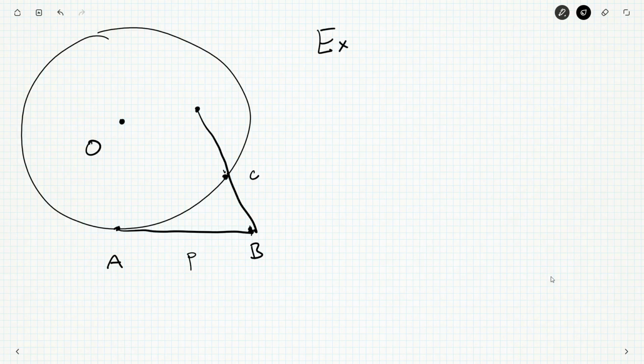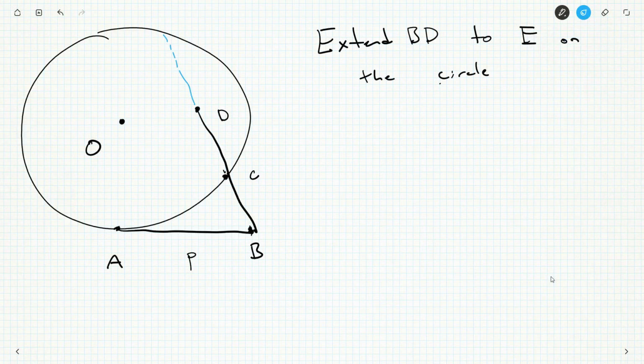So I might say something like extend BD to E on the circle. I don't have an E yet on the circle. I will extend it. I'll use a little bit of color here. E. Okay. So then P squared, which is AB squared, is the same as BC times BE. And I know that that's Q times BE.